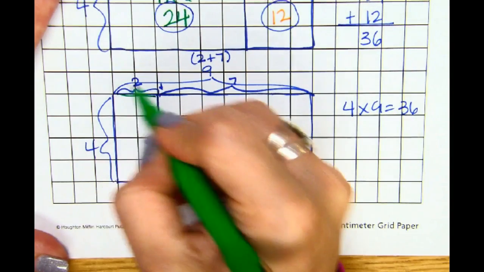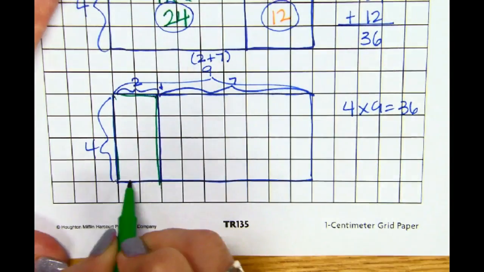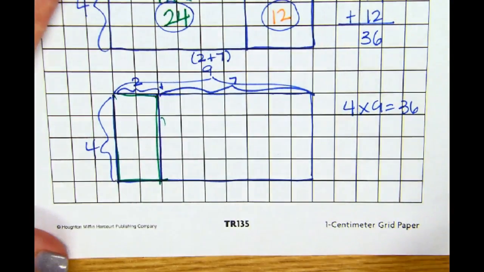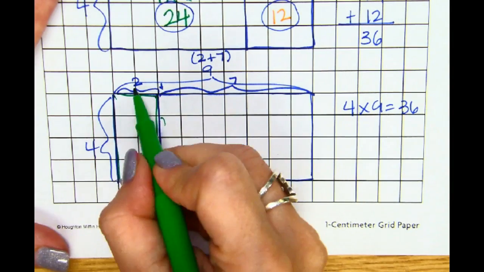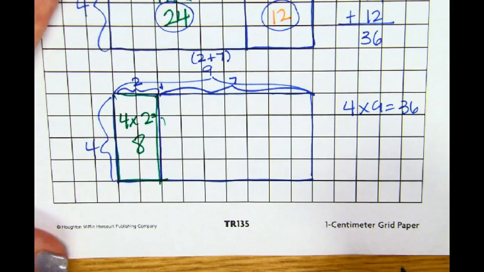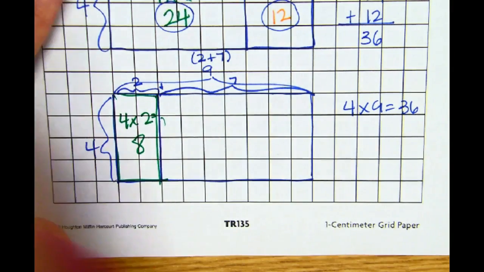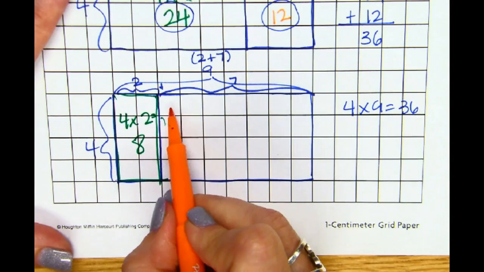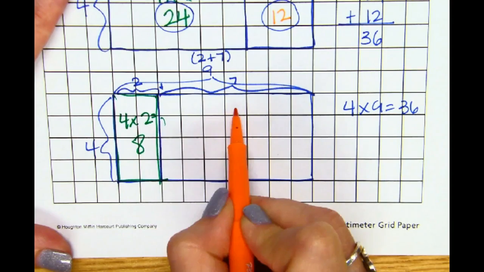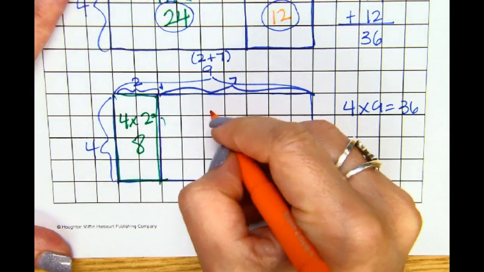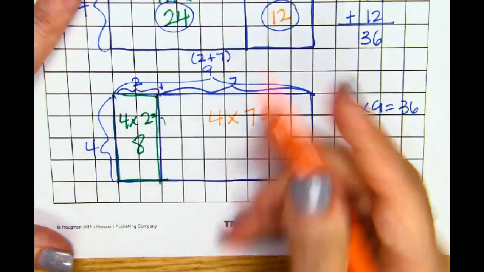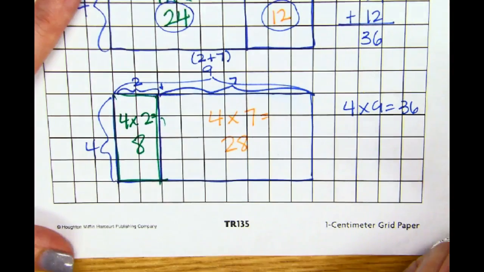So let's focus on this area right now. What multiplication can we solve to find how many squares are in this part of our rectangle? Well, it's 4 groups of 2. So we can say 4 times 2 equals 8. And then this section here, we have 4 groups of 7. So here's 4 groups, and there are 1, 2, 3, 4, 5, 6, 7 in each group. So 4 times 7 is the multiplication that solves this part of our rectangle, which is 28.